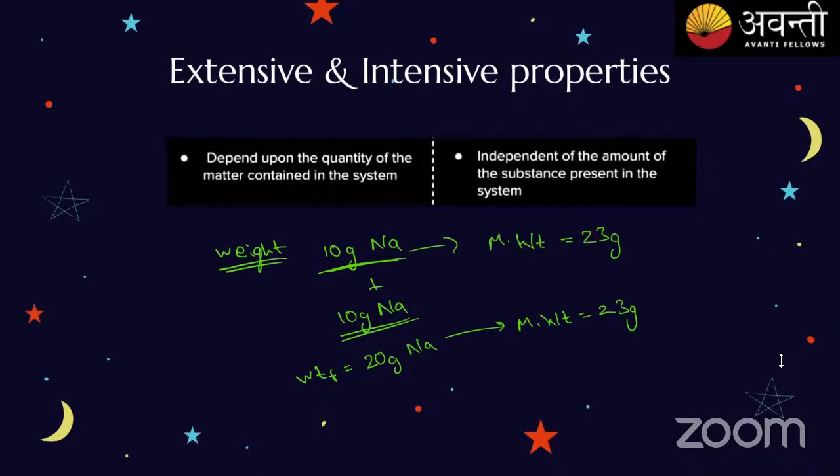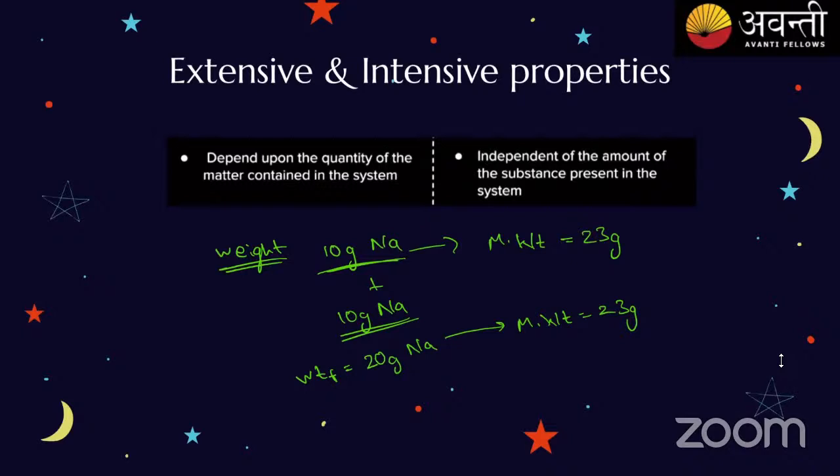Depending upon the quality of matter contained in the system, that is an extensive property, dependent on the amount of substance present in the system. If it is independent of the amount of matter, that is an intensive property. Try to note the points as we go through.